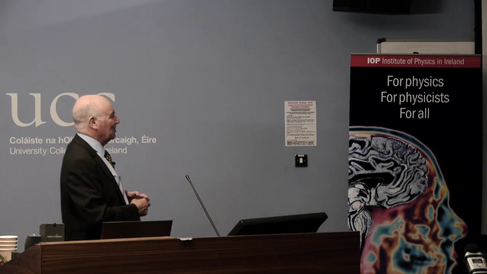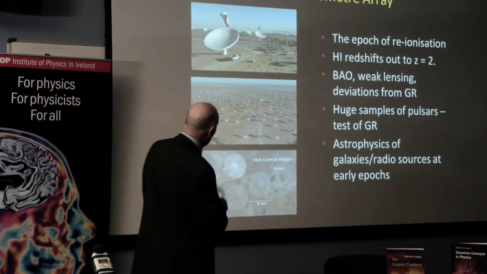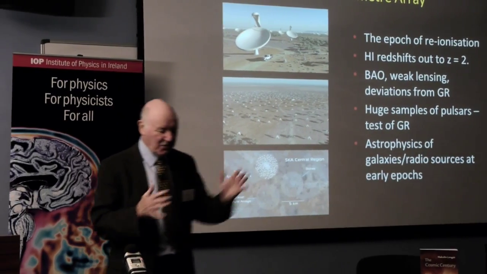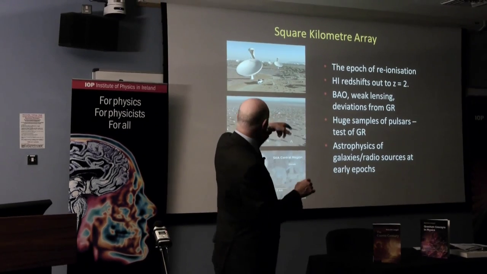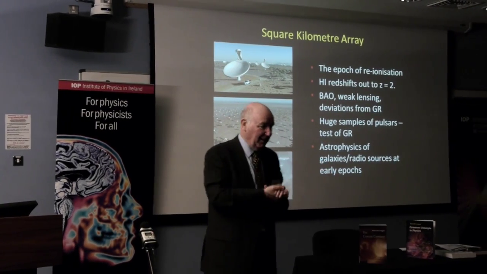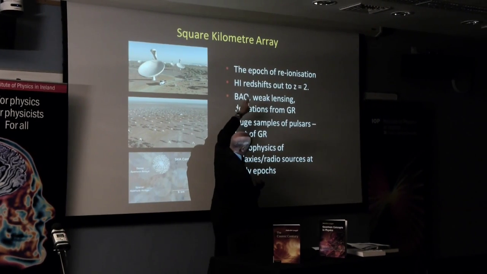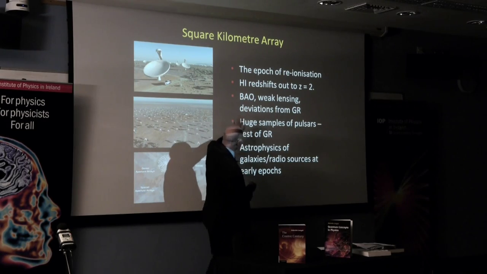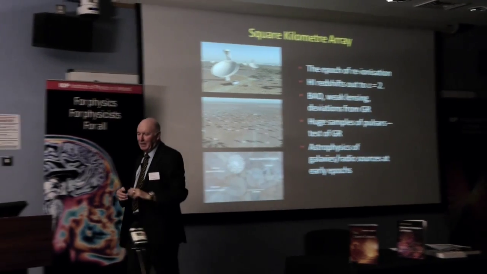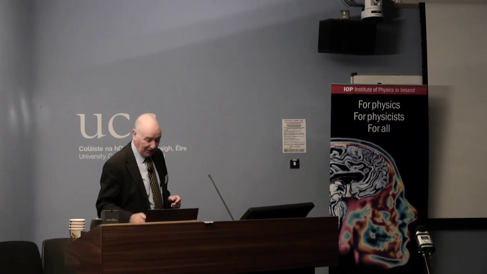We've got the Square Kilometre Array, a radio project. One square kilometre means that's the filled aperture of the total telescope system. There's lots of space in between, but the actual collecting area is going to be 1 square kilometre. That will be able to study the epoch of reionization, get to high redshifts out to a redshift of 2, and do all of these standard cosmological tests, but now in the radio waveband. So it's a very exciting project.